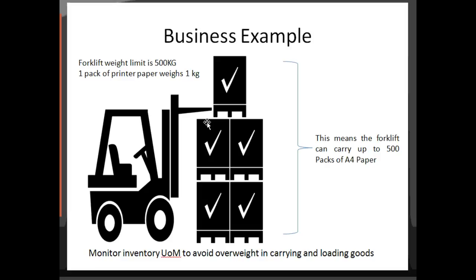So 1 pack of printer paper weighs 1 kg. This means that this forklift can carry 500 packs of printer paper. This is very useful when you have to monitor inventory unit of measure to avoid overweight in carrying and loading the goods.